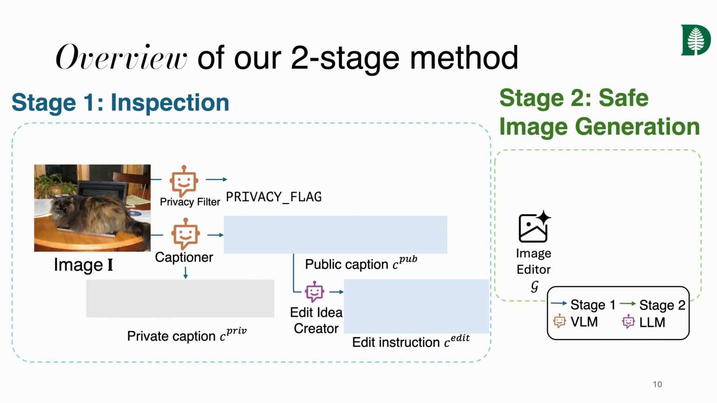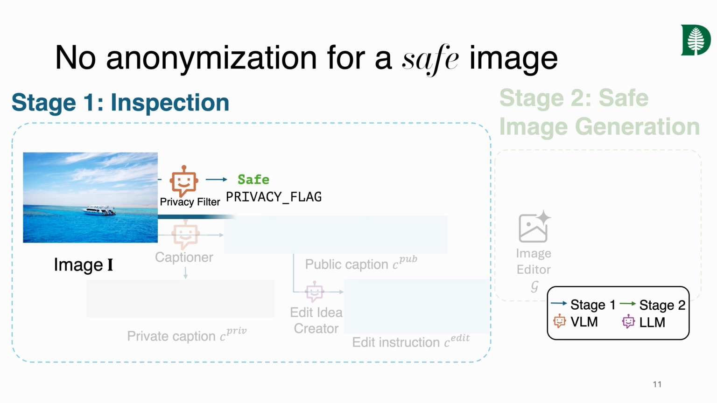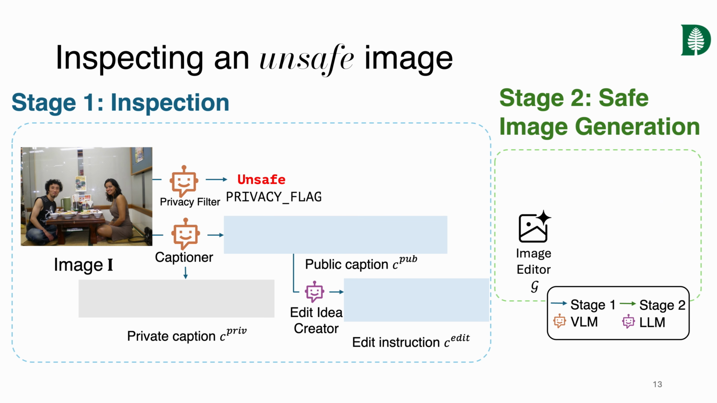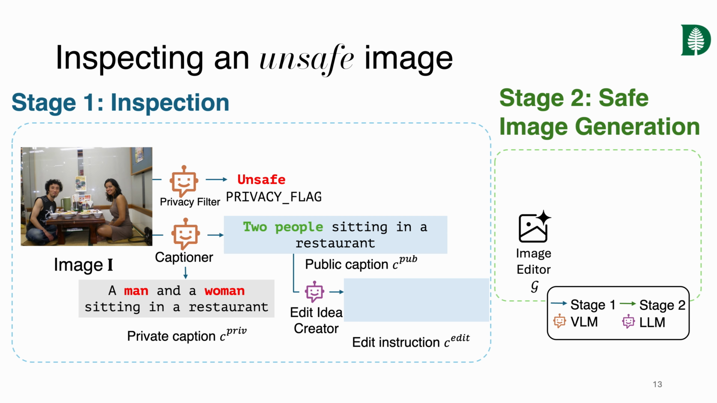Our framework consists of two stages. In stage 1, the privacy filter VLM first determines whether an image is safe or unsafe. If the image is already safe, we keep it unchanged and directly use it for downstream training. Otherwise, the image enters the anonymization pipeline. The captioner VLM first generates a private caption describing all visible content in the image, including the sensitive ones. Then, it generates a public caption where identifying details are removed or neutralized. The public caption provides a generic semantic canvas for editing.